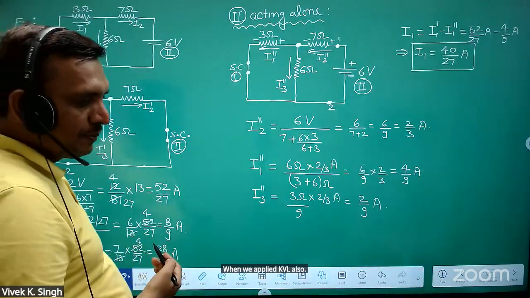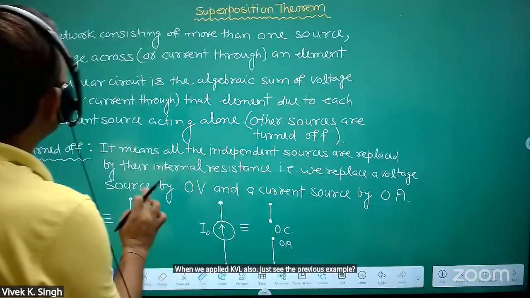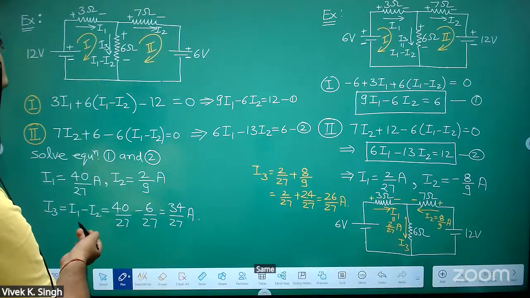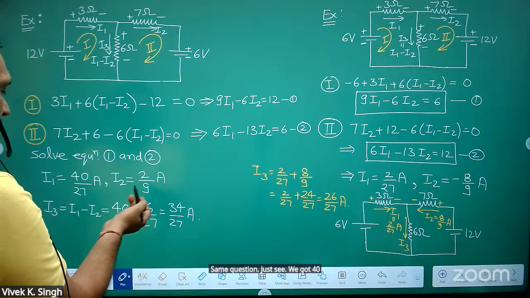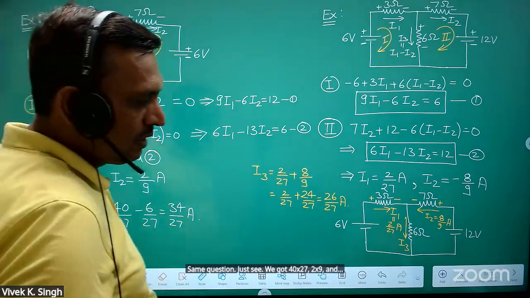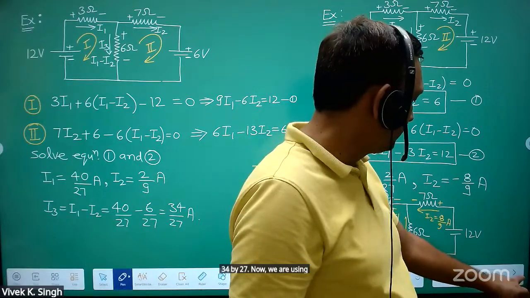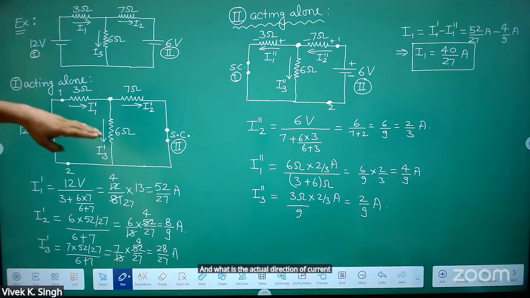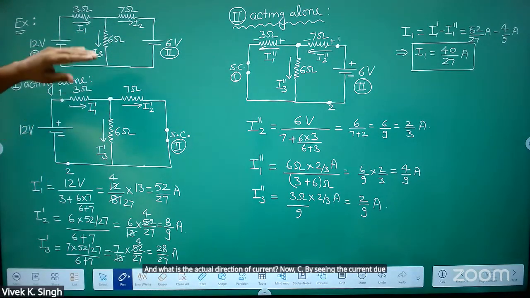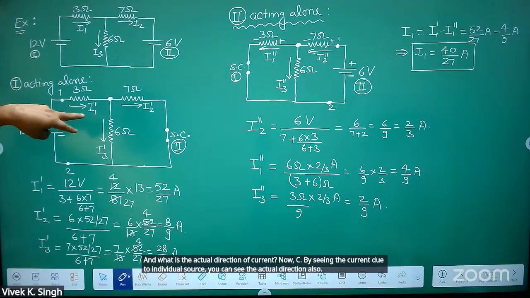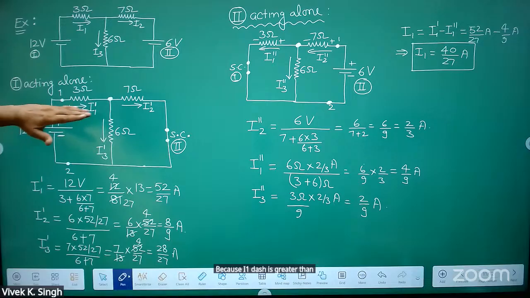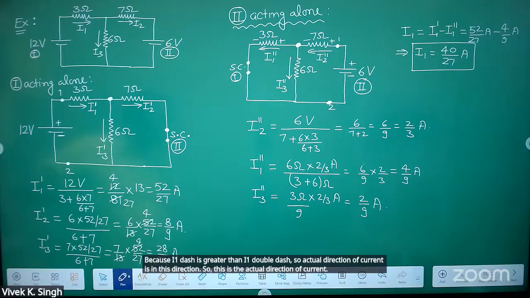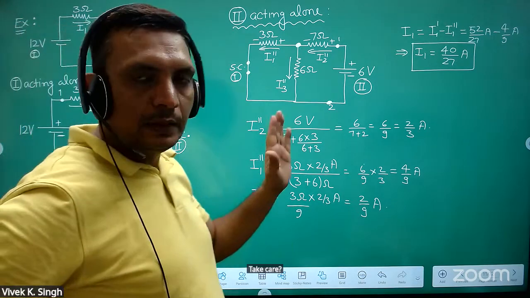And I think we have calculated the same value when we applied KVL also. Just see the previous example. We have already solved this question using KVL. Same question. Just see. We got 40 by 27, 2 by 9 and 34 by 27. Now we are using the superposition. And what is the actual direction of current? Now see, by seeing the current due to individual source, you can see the actual direction also. Because I1 dash is greater than I1 double dash, the actual direction of current is in this direction. So this is the actual direction of current. Okay? Is it clear?